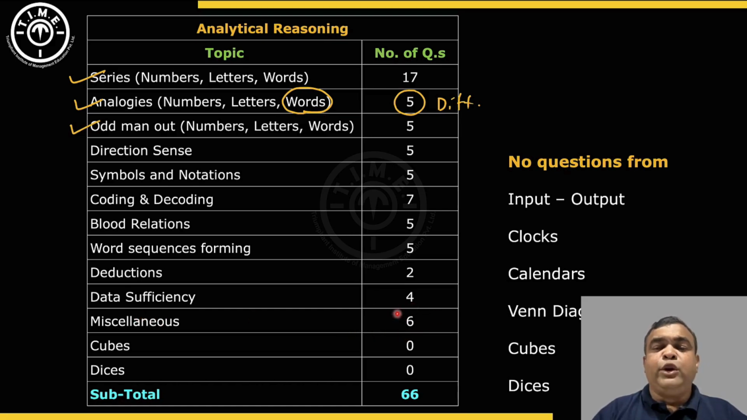Miscellaneous area, you can see there are 6 questions from the miscellaneous area. Cubes and dice, there were no questions in the analytical reasoning section, but in the abstract reasoning part, there are some questions on it. So in total, 66 questions from the analytical reasoning area. Is that okay? That's a very good weightage, and students have to make a smart choice of questions.